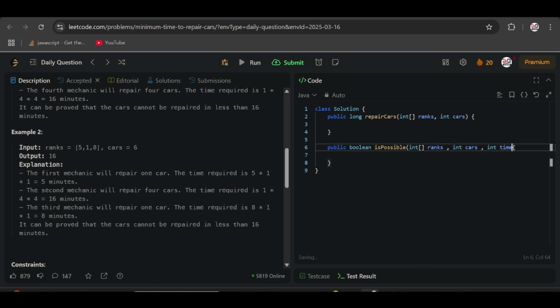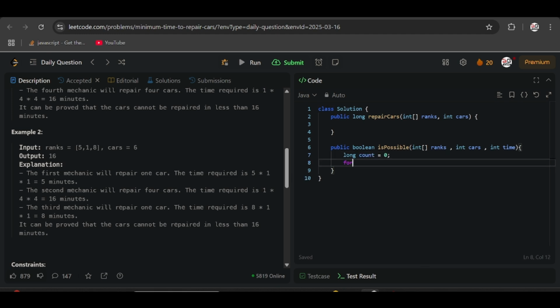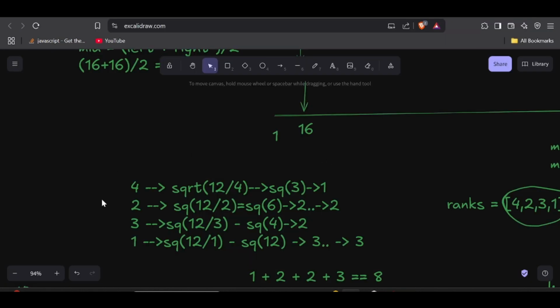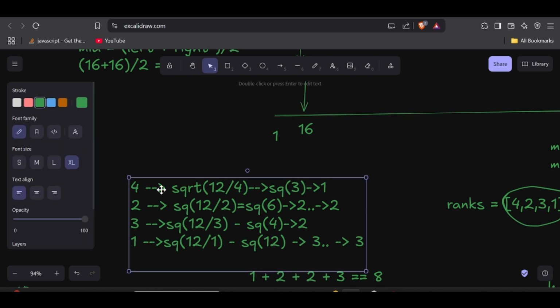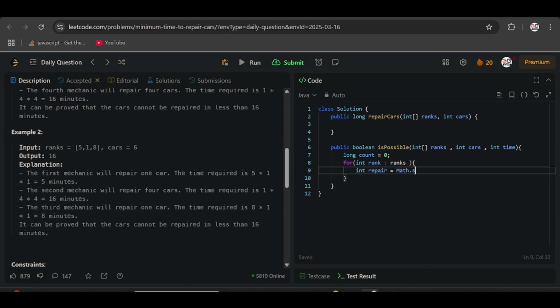So what do we need to do? First of all, we will maintain a counter, initialized with 0. And we will check for each rank which is present in ranks. We will see the number of cars it can repair. For example, in this case, this mechanic with rank 4, how many cars can it repair? How were we finding it out? We were taking the square root of time divided by the rank. So we will do the same.